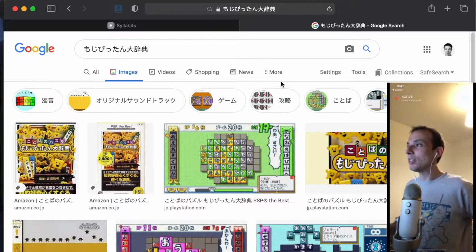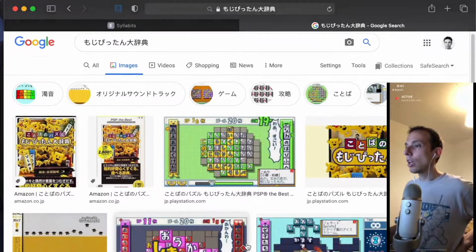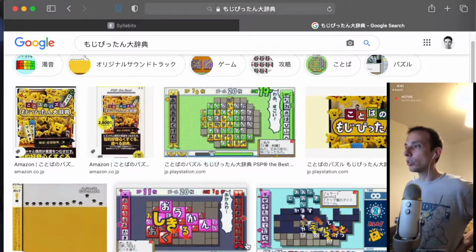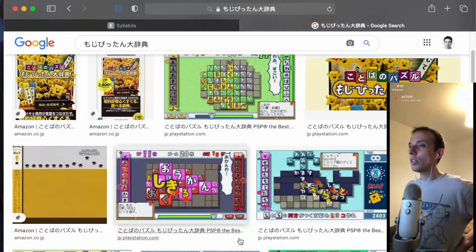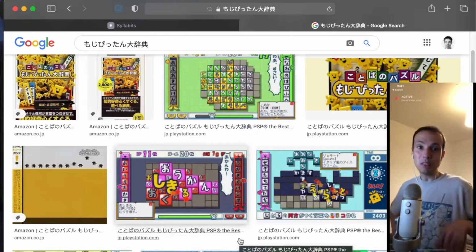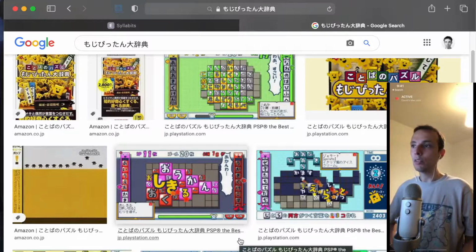It's a Japanese word puzzle game for Japanese people, but I think if you're learning Japanese, it's also quite good. So I got quite hooked. I have to explain that Japanese has a writing system called hiragana, which is based on simple sounds, because there are not too many sounds in Japanese.